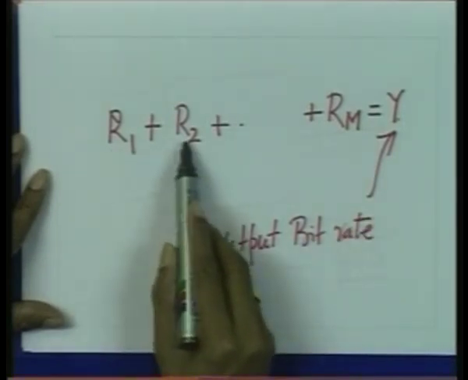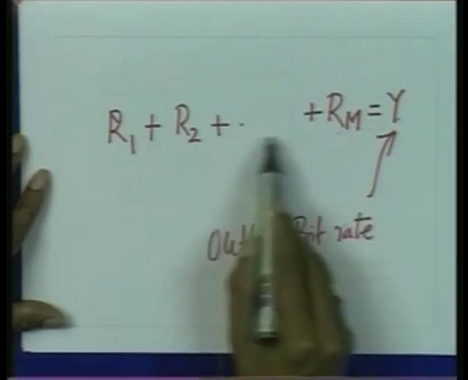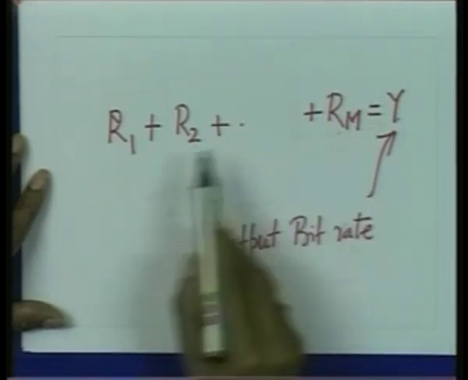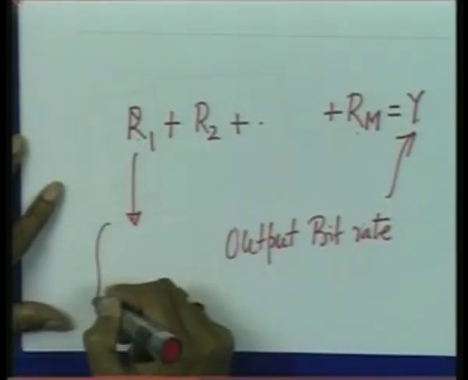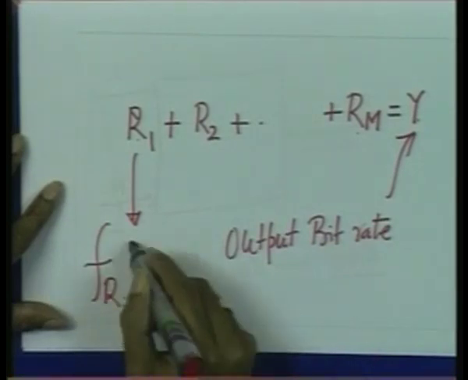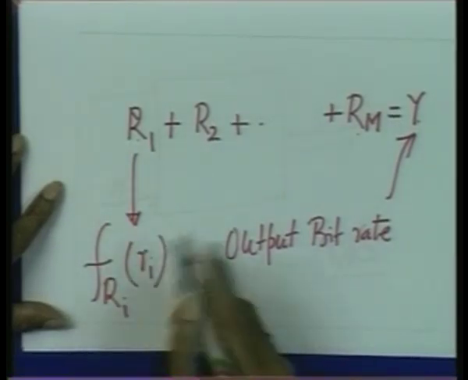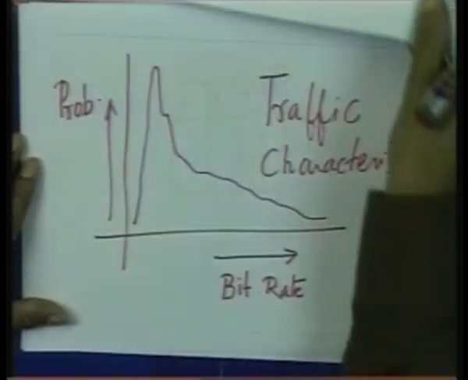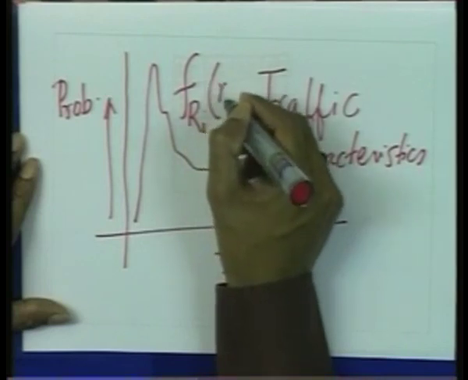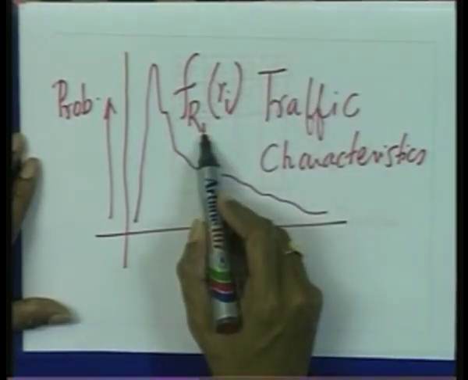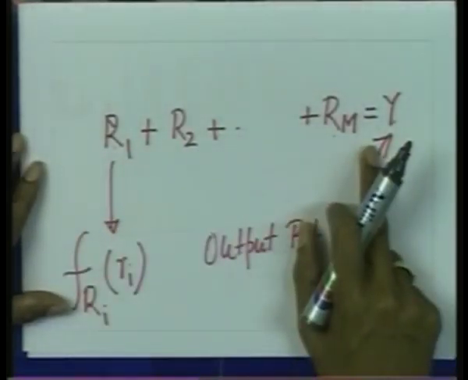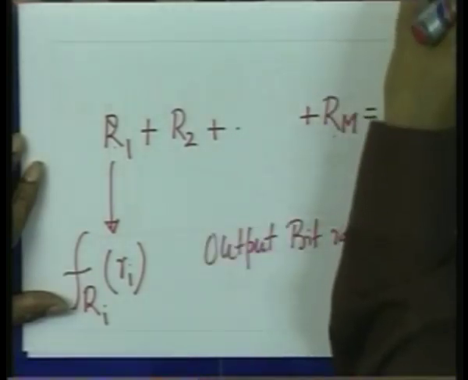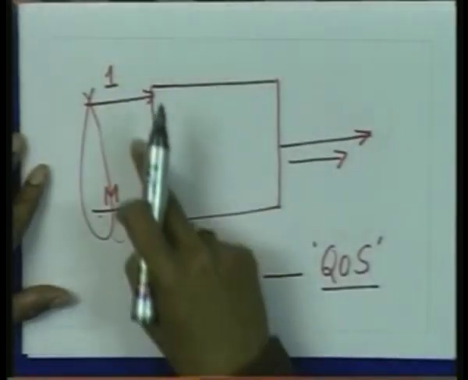Now each of these bit rates, R1, R2 and so on till Rm, varies and is statistical in nature. The probability density function of each of these Ri, which we denote like this, has been shown to look something like this. This is the density function of a source whose bit rate is Ri.